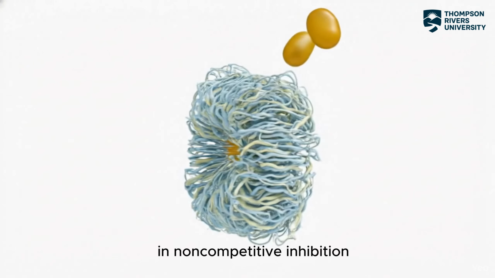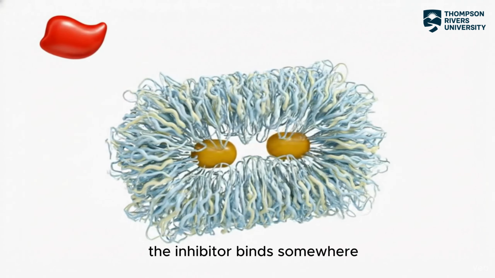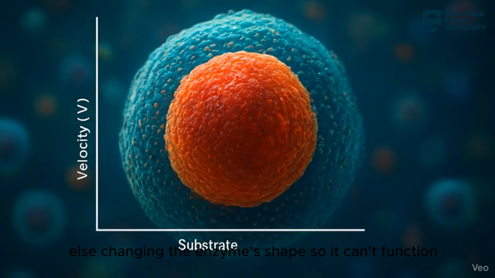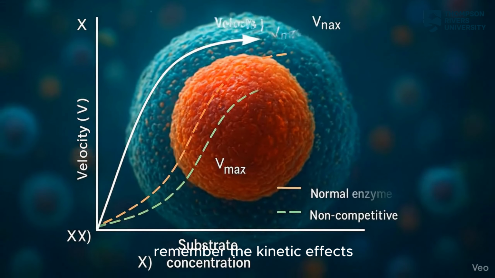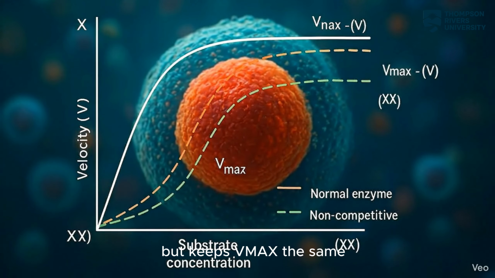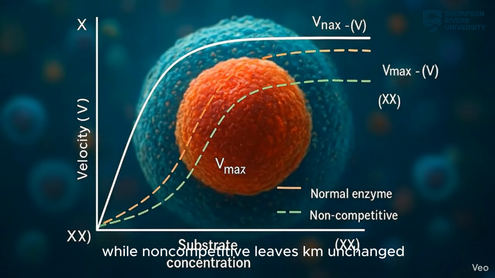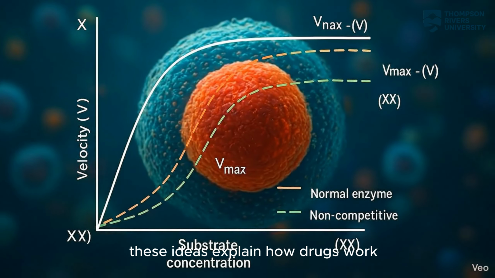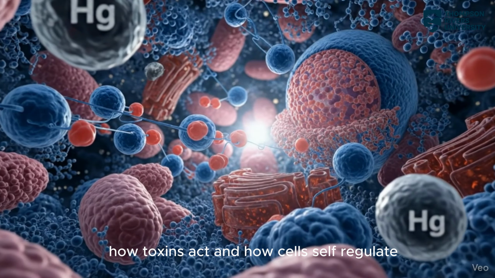In non-competitive inhibition, like with lead and ferrochelatase, the inhibitor binds somewhere else, changing the enzyme's shape so it can't function, like cutting the chair legs. Remember the kinetic effects. Competitive inhibition increases Km but keeps Vmax the same, while non-competitive leaves Km unchanged but reduces Vmax. These ideas explain how drugs work, how toxins act, and how cells self-regulate.